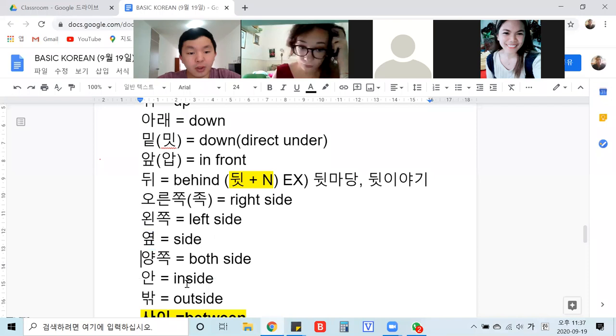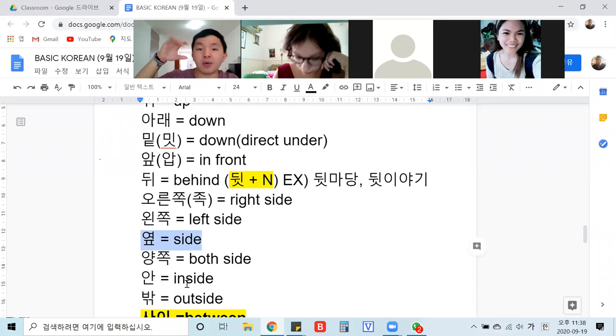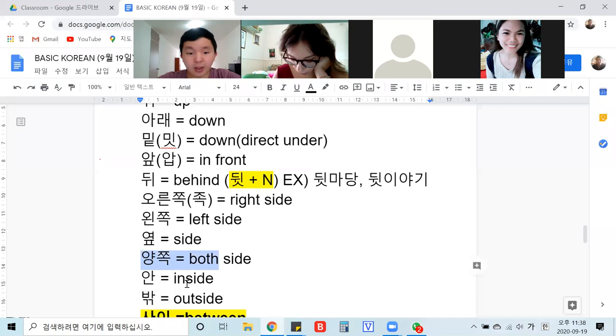양쪽. 양쪽. 양쪽 is both sides. Again, when you're talking about 옆, this one side, it's only talking about one side, which can be the right side or the left side. But when you're talking about 양쪽, it's talking about both sides together. Okay. And next one, say with me, 안.